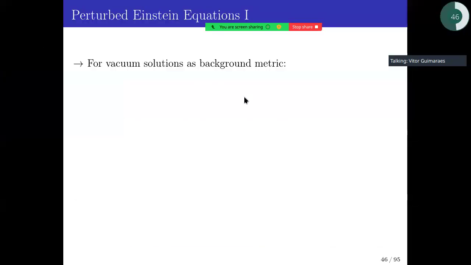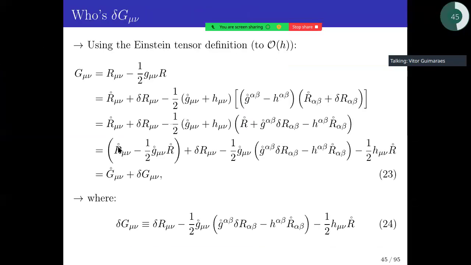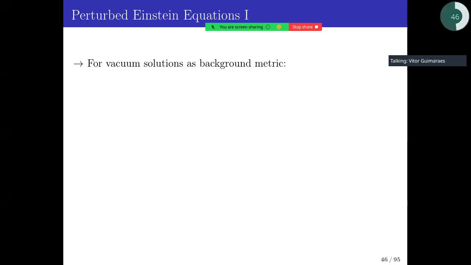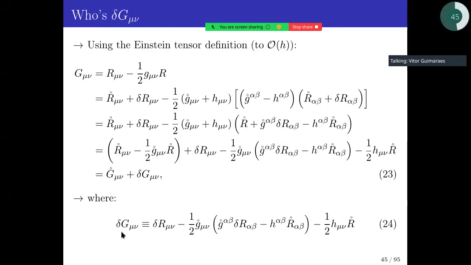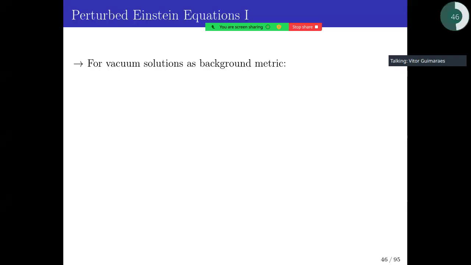So, as I was saying, since the background metric is a vacuum solution of Einstein's equations, the Einstein tensor will be equal to zero, which leads to the fact that the Ricci tensor will be zero, and which means that the Ricci scalar will be zero as well. So this is what we obtain. Note that this will also simplify our perturbed equations, because here we have terms in our alpha beta ring which are zero, and which will simplify our equations very much.